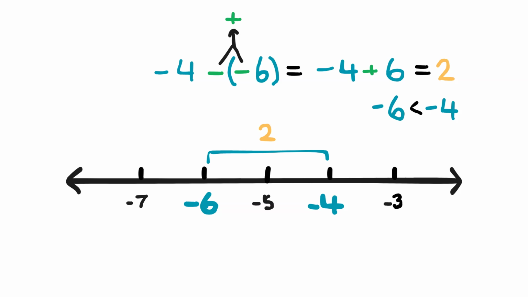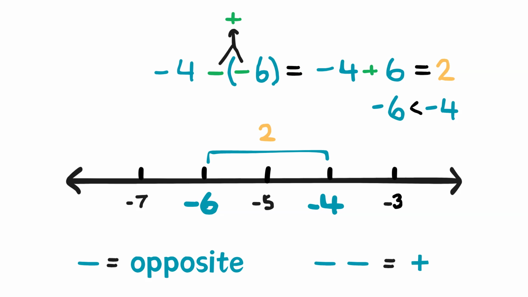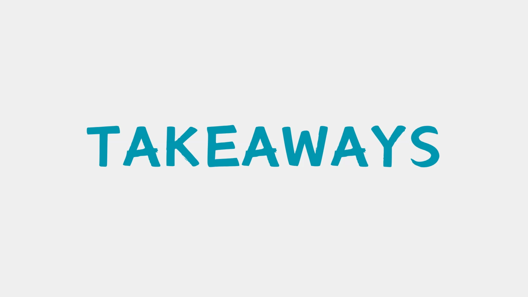A helpful way to think about a double negative is to remember that minus can mean the opposite. So the opposite of the opposite cancels out, leaving a positive. Great work. Woo, that was a lot. You did fantastic. And that's the number line.